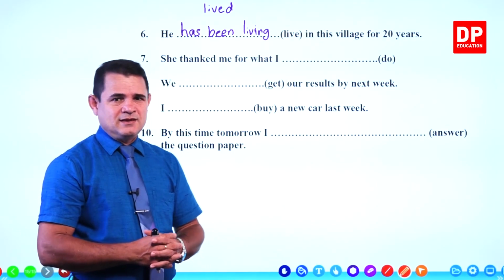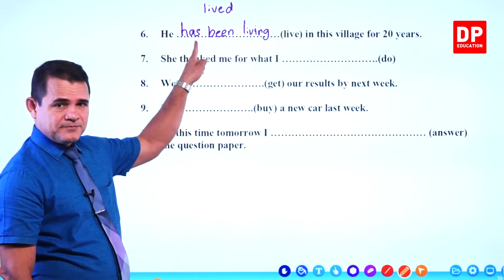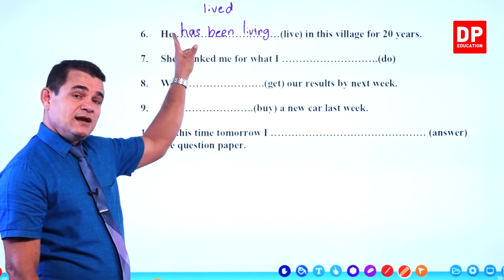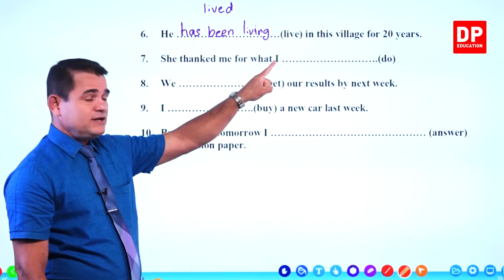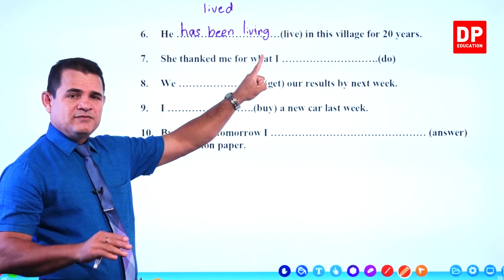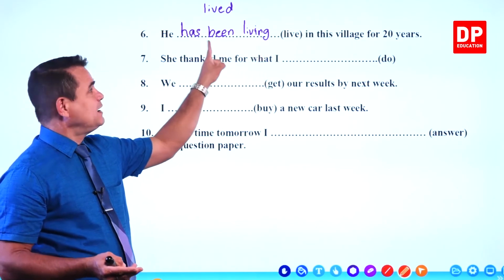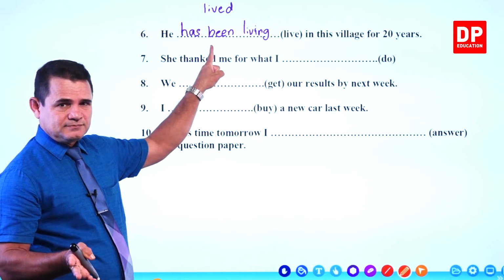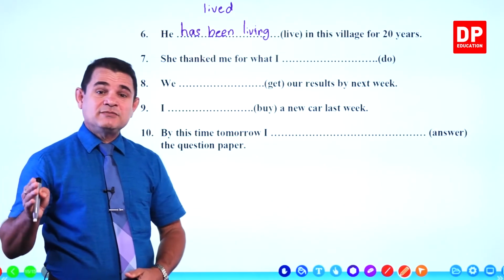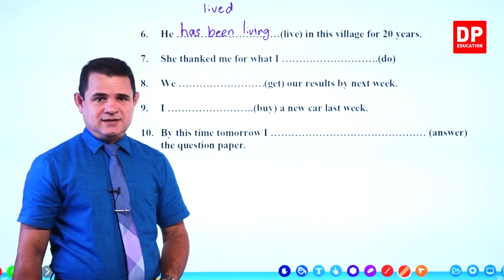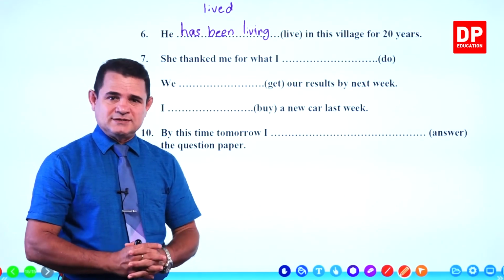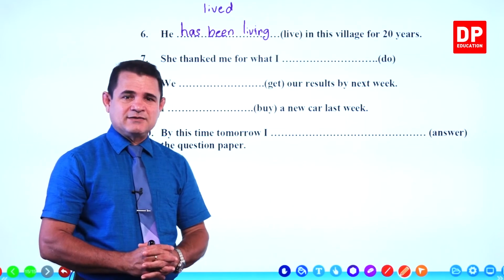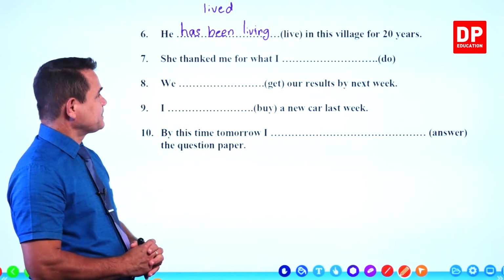If you use had here, he had been living in this village for 20 years, it is also correct but with a different meaning. He had been living in that village, with no connection to the present. So see the correct tense.